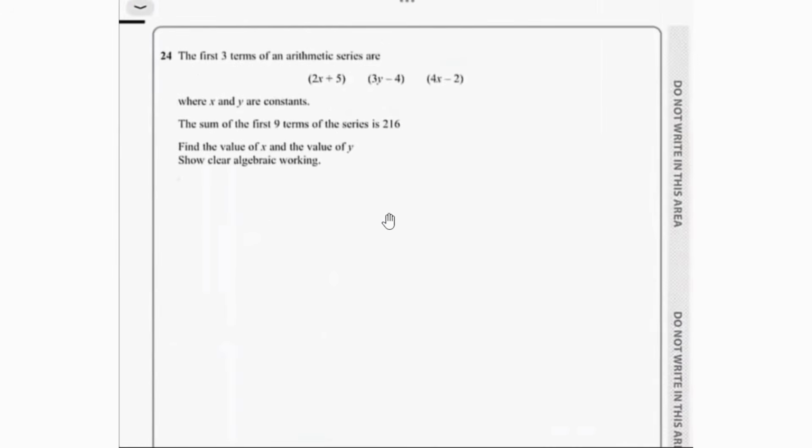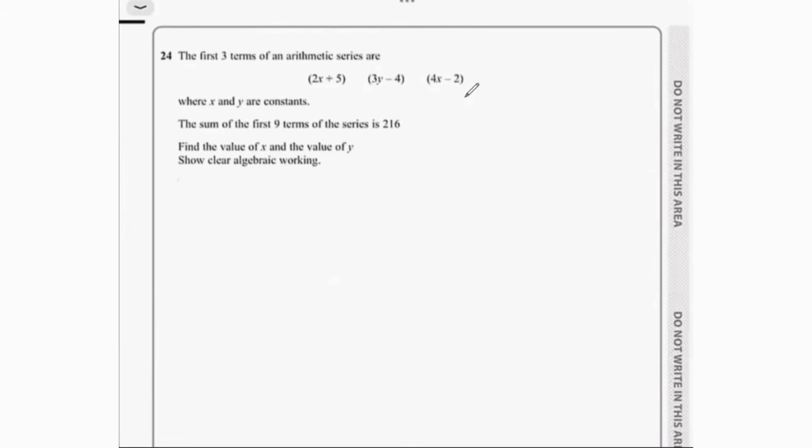Then we had question number 24, which was about arithmetic series. In this one, most kids got confused because of not having numbers for the terms. They give expressions instead of numbers. And they told us that the first three terms of the series are 2x plus 5, 3y minus 4, and 4x minus 2, where x and y are constants. Then they said that the sum of the first 9 terms of the series is 216. We have to find the value of x and y.